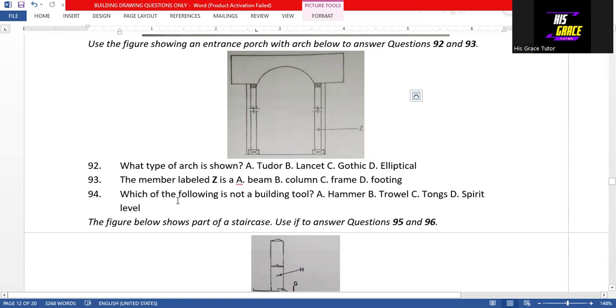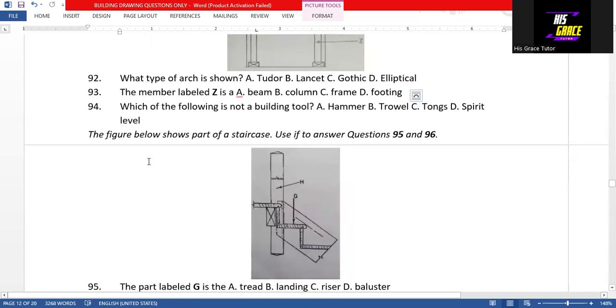So question 94. Which of the following is not a building tool? Tongs is not a building tool. That's a blacksmith tool, or mechanical tool.